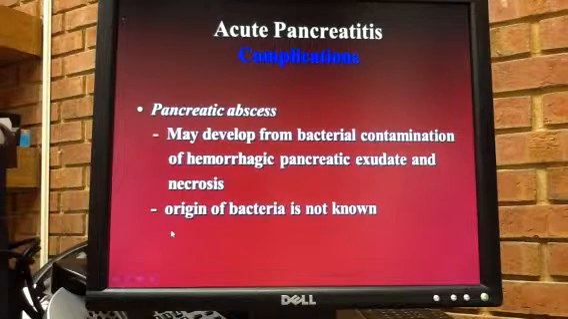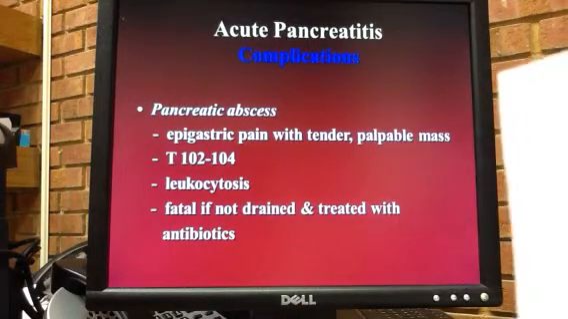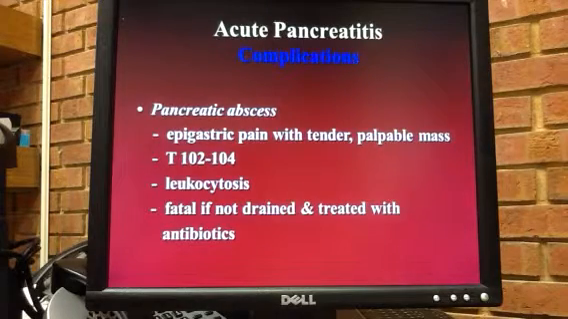The pancreatic abscess can develop from either bacterial contamination of a pseudocyst or from contamination of hemorrhagic pancreatic exudate and necrosis. The origin of the bacteria that occurs in a pancreatic abscess is not known. Here you have epigastric pain with a tender, palpable mass. In the pseudocyst, the mass is not as tender as it is when it's an abscess.